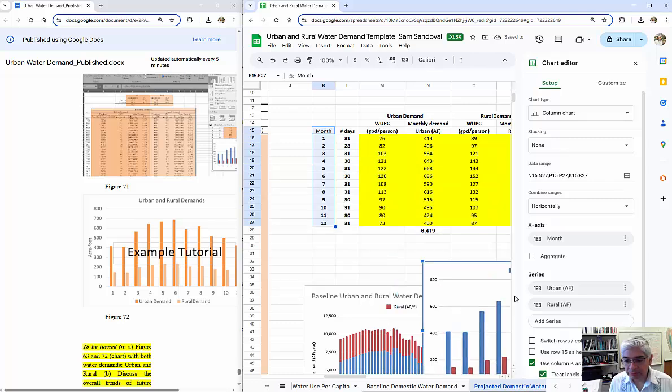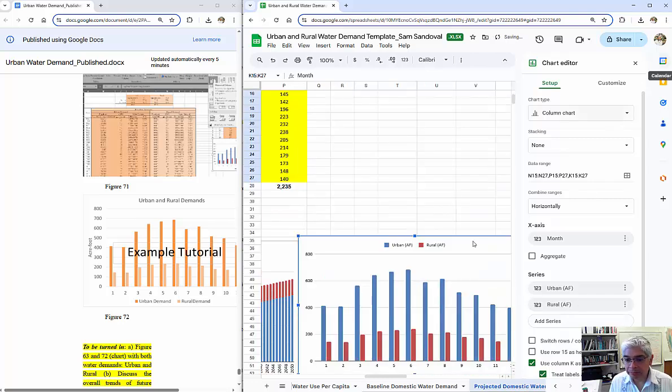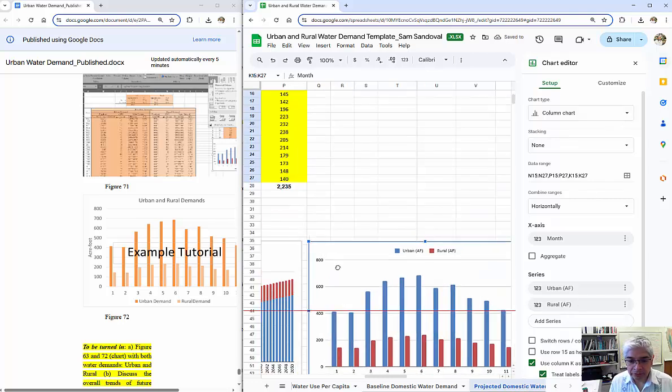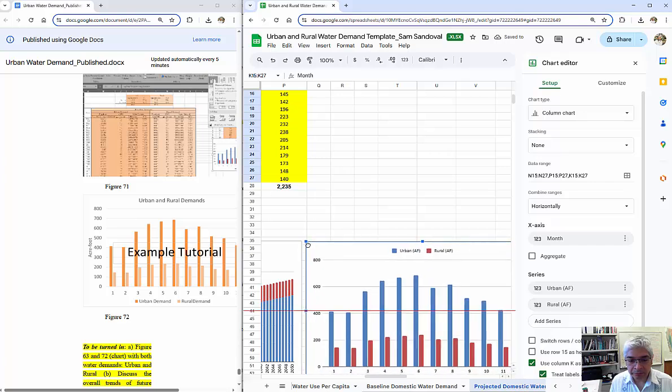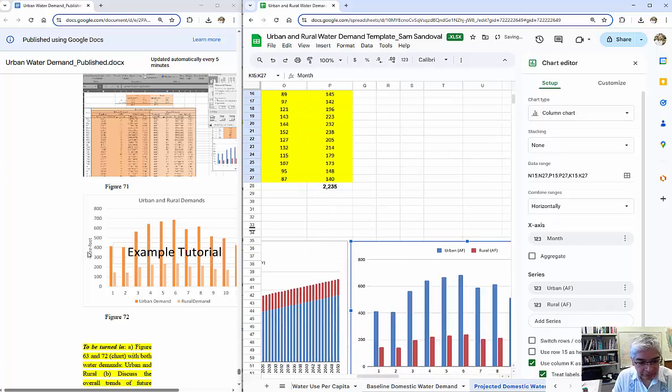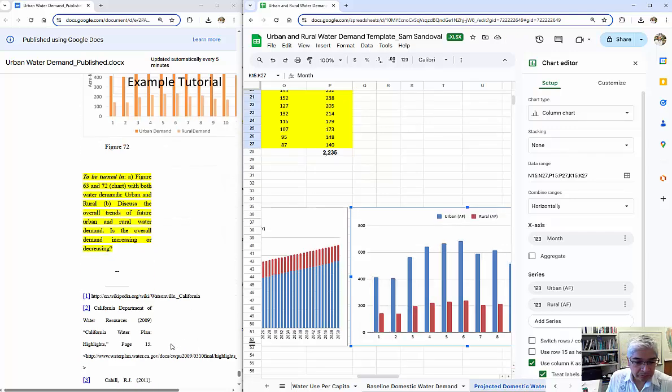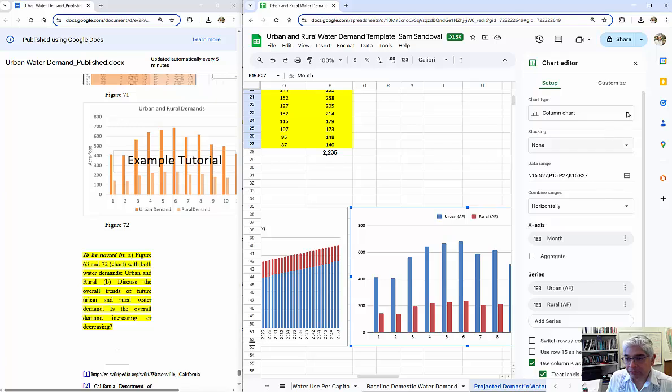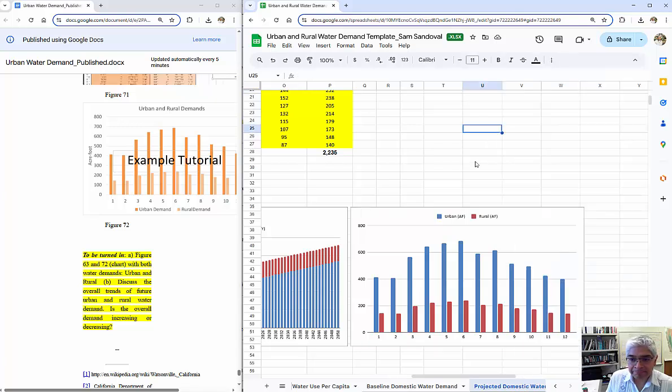You can also continue adding the specific title of the x-axis and so on. So that will be it for this exercise. Thank you. I'll see you in class.